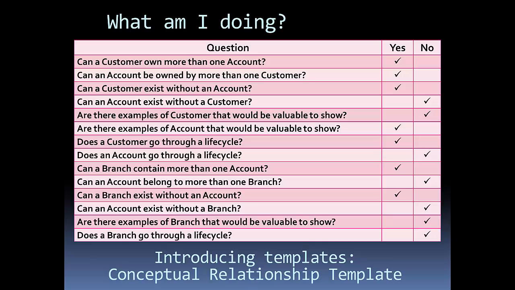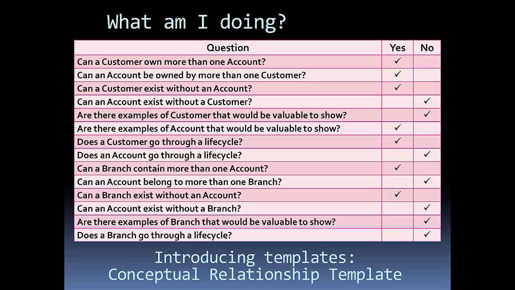Another idea of a template that I use on the conceptual is to create relationships. What I do is I would ask certain questions to decide what the cardinality, the symbols would be on the relationship lines. So this is an example where, okay, can a customer own more than one account? If the answer is yes, I'm going to have a many symbol next to account in the relationship. And can an account be owned by more than one customer? The answer is yes too. So we're going to have some kind of many-to-many relationship between customer and account.